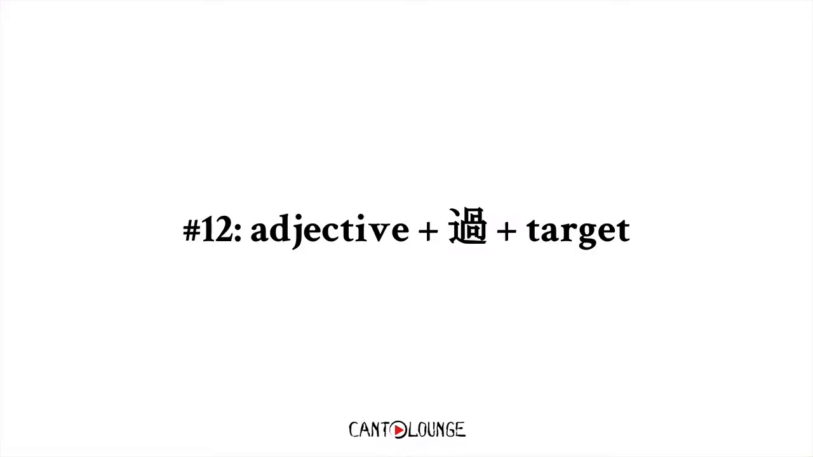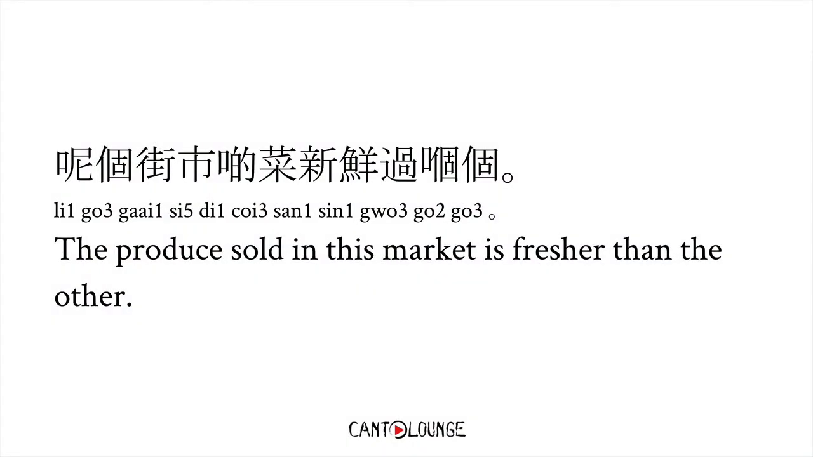All right, number 12, we have adjective plus 過 plus target of comparison. So let's just dive straight into the example here. We have here 新鮮過嗰個. So 新鮮 means fresh. 過 is part of the construct, and 嗰個 is the target of comparison. A is fresher than B, the target of comparison. So this is just used to compare two things in tandem with each other. Fairly one of the most classical constructs.